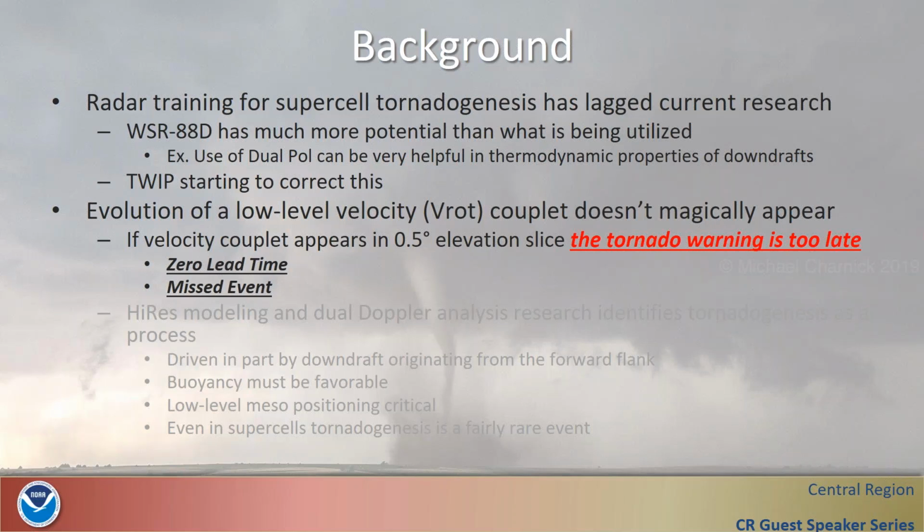But it can also lead to a false alarm, because if you're only looking for that and not addressing the thermodynamic property of the downdraft associated with that supercell, you can have a pretty good VROT signature, but still not get a tornado. And contrary to that, sometimes you don't need a real killer VROT signature to get a tornado. So there's a lot more to be had there.